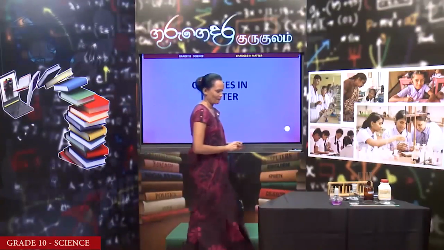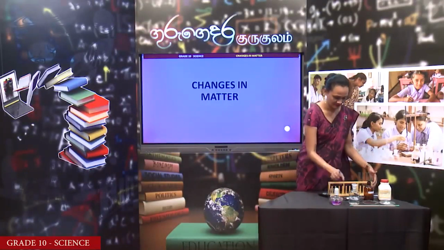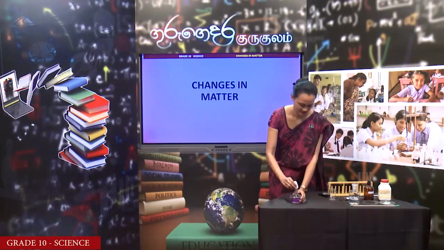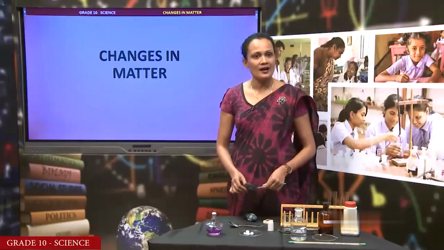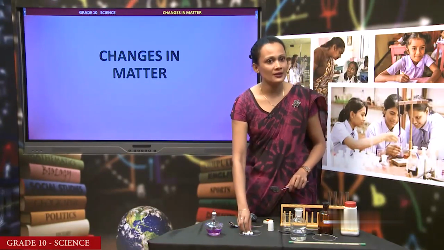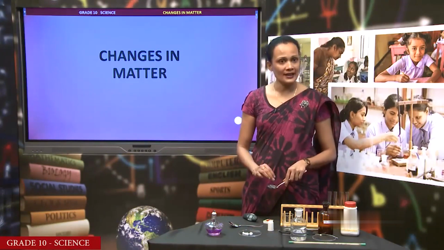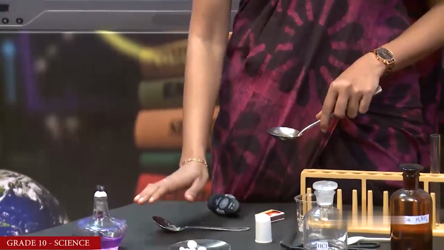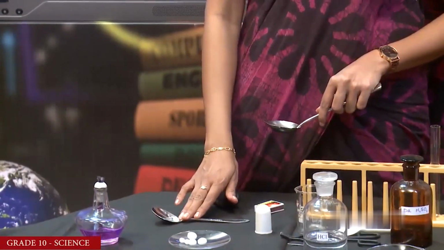Before discussing the changes of matter, I am going to show you some activities relevant to that. Let's do these activities and get an idea about the changes of matter. I am going to heat naphthalene. For that, I am using a metal spoon. First, I am going to heat the metal spoon. After that, I am putting the naphthalene balls onto that metal spoon and covering it with another metal spoon. Let's see what happens.